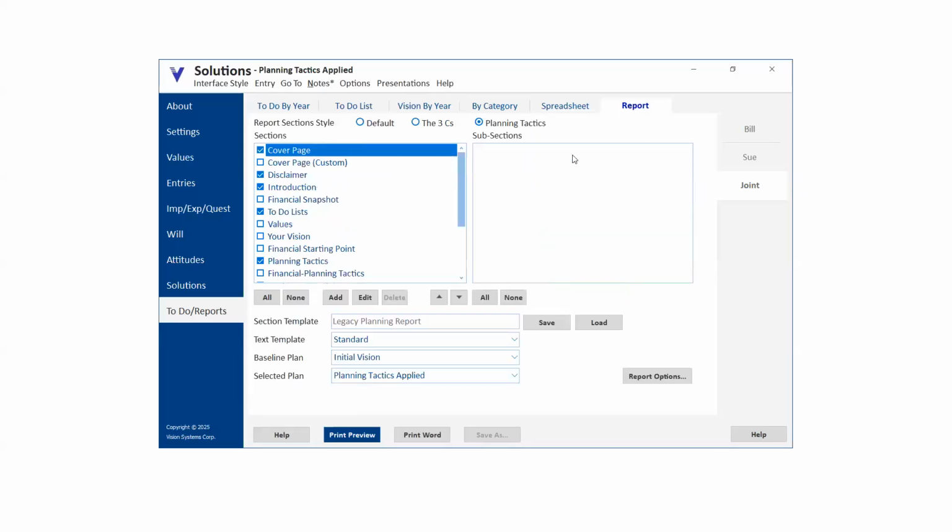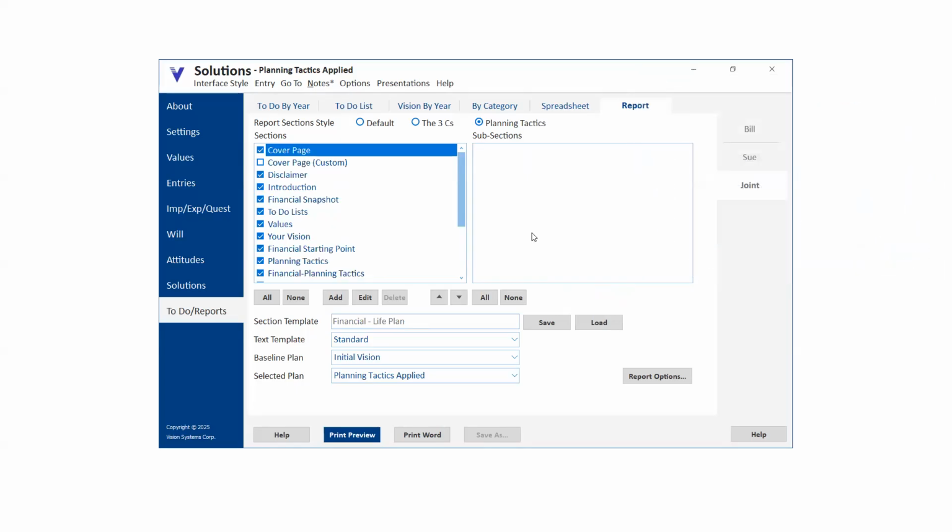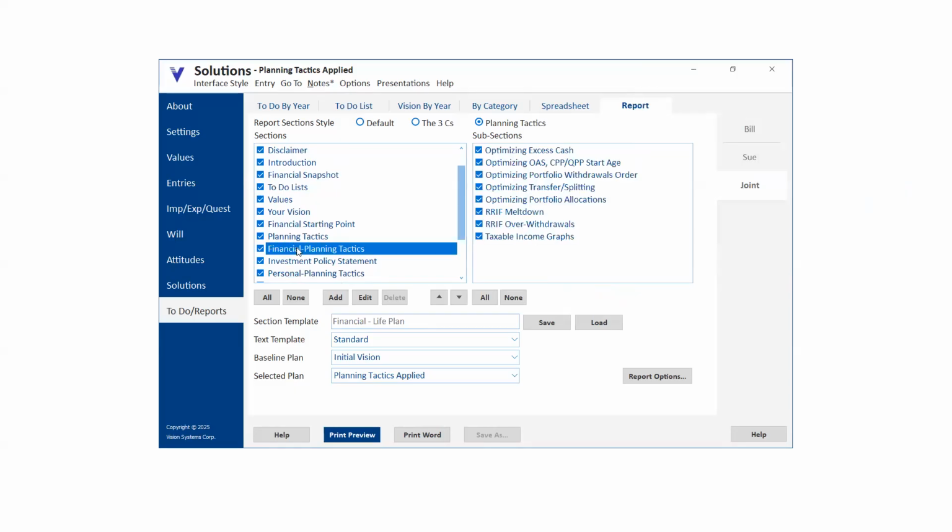So let's go to the report tab. And I'm going to load the financial life plan report because that's what we're dealing with. You can see all the different sections are selected. If, for example, I go to financial planning tactics, I want you to notice that they're all selected, even though some were not applied. What the software does when it builds a report is it goes through, and if a tactic has not been applied, it does not include it in the report. And that means you can leave everything selected.